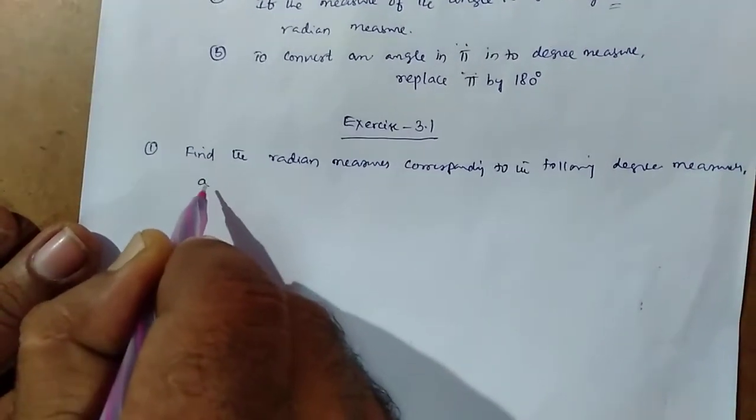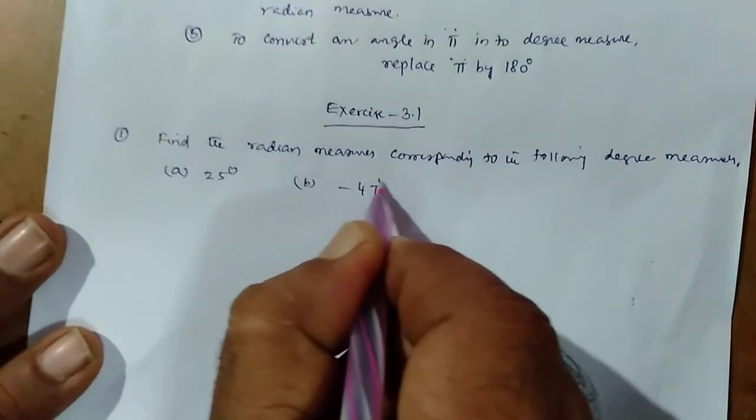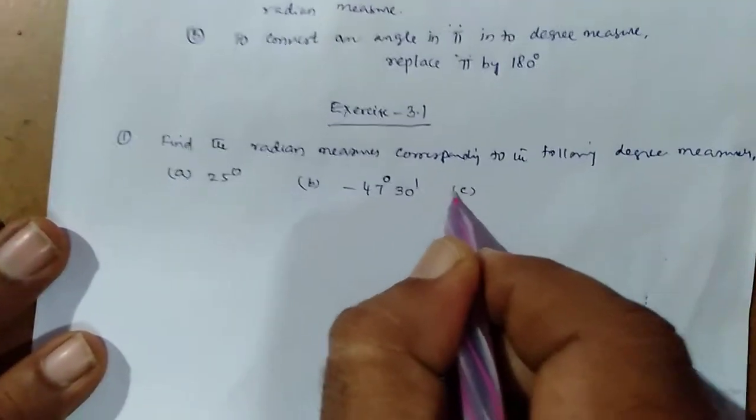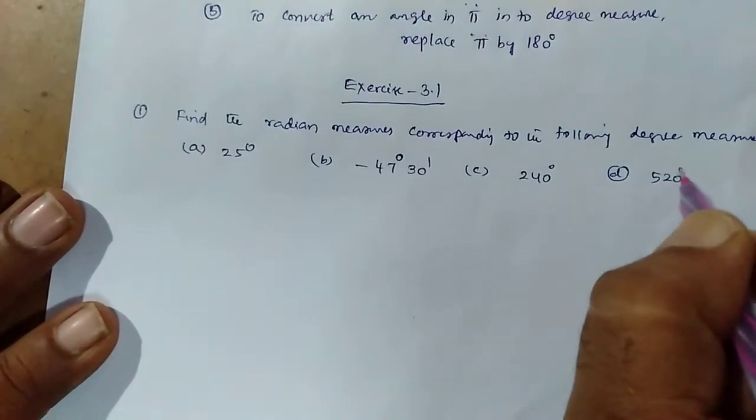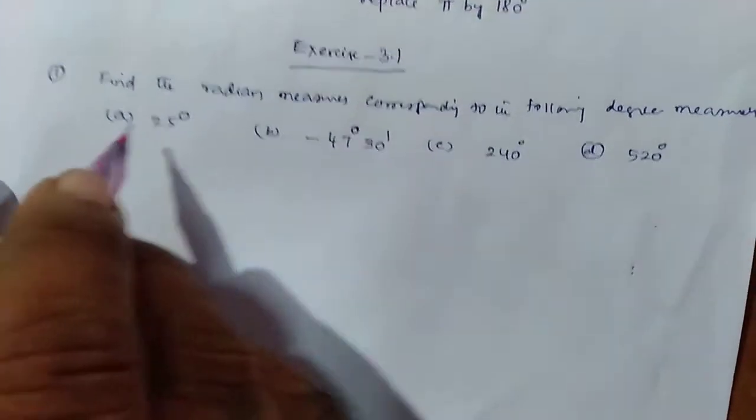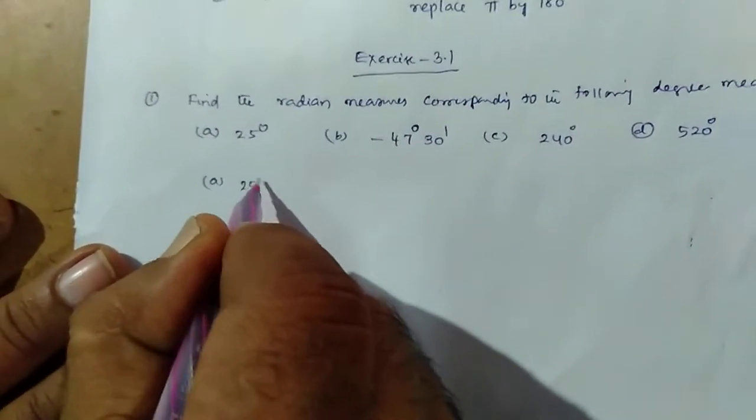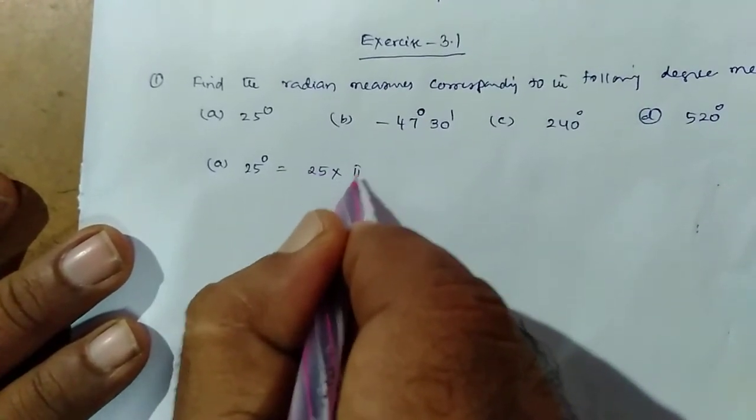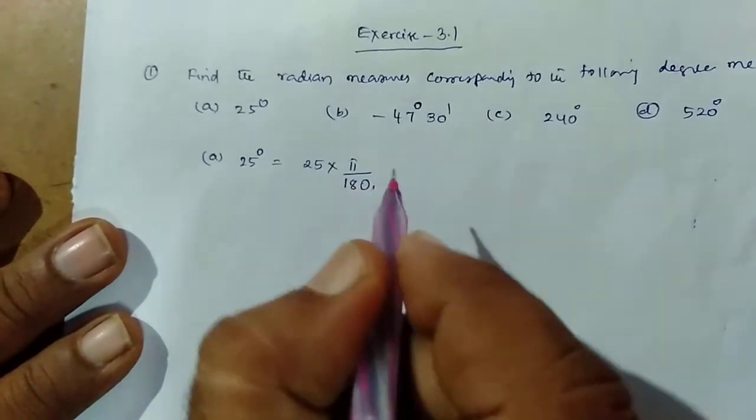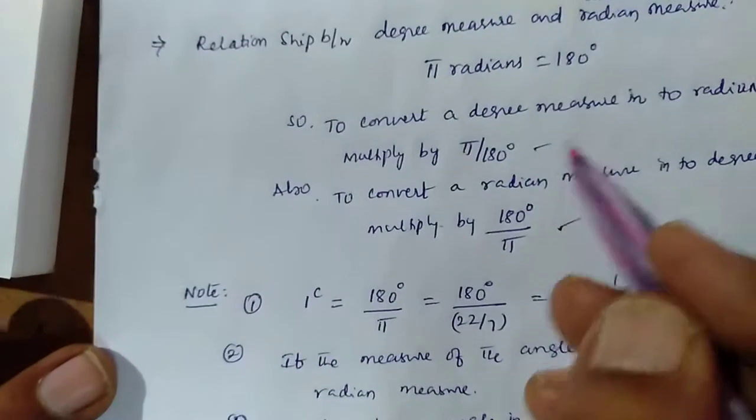So problem number 1: (a) 25 degrees, (b) minus 47 degrees 30 minutes, (c) 240 degrees, (d) 520 degrees. Given these degree measures, we have to convert them into radian measures. So problem number 1, 25 degrees. To convert into radian measure, we multiply with pi by 180.